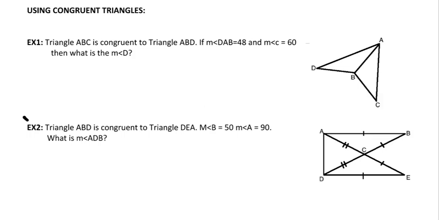Okay, we are going to skip this one and let's only do this one. So let's see. Let's fill it out. DAB is 48. 48 goes in there. Now angle C is going to be 60. And they want to know what is angle D. Well, if the two figures are congruent, then their angles are going to be congruent as well. So if this is 60 degrees, then this must be 60 degrees as well.